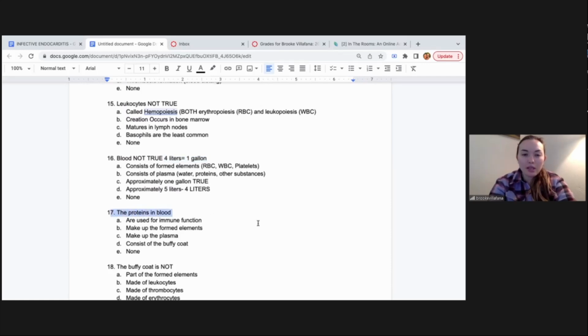Let's answer 17. Which of these is true about the proteins in blood? Good. C, right? So they're not used for immune function. That would be white blood cells. They don't make up the formed elements. That would be red blood cells, white blood cells, platelets. They make up the plasma alongside water.